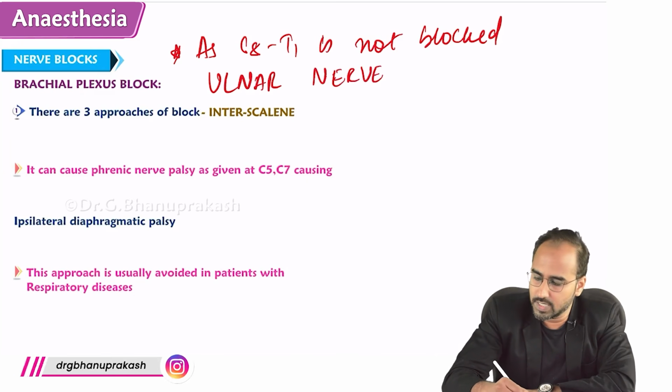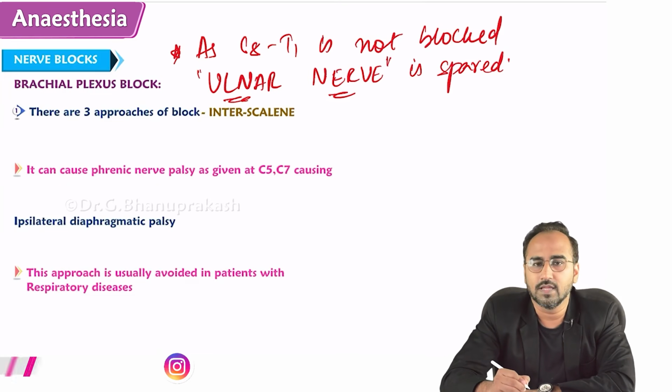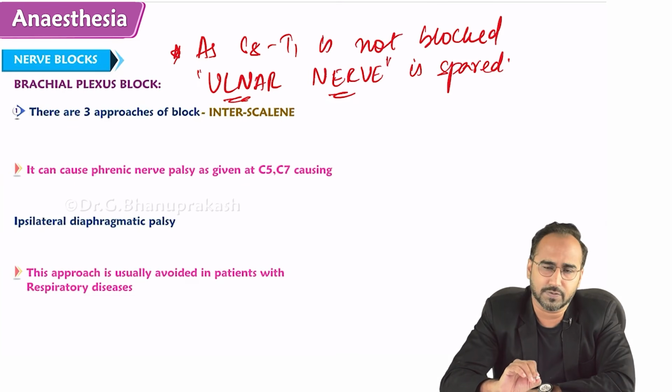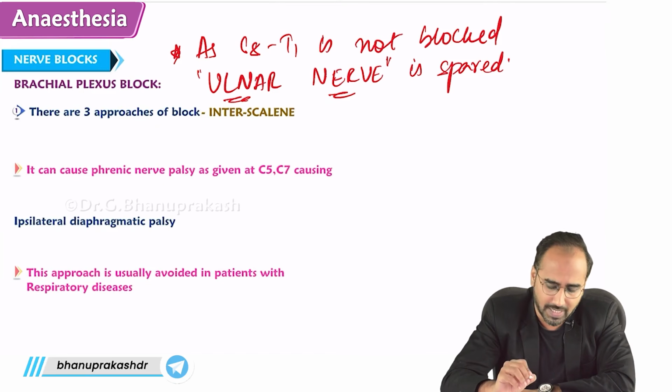Ulnar nerve is spared. As C8 and T1 are not blocked, what is the nerve that is being spared? The ulnar nerve is spared. That's regarding what, guys? Interscalene approach. Coming to the next approach of brachial plexus, which is called supraclavicular.